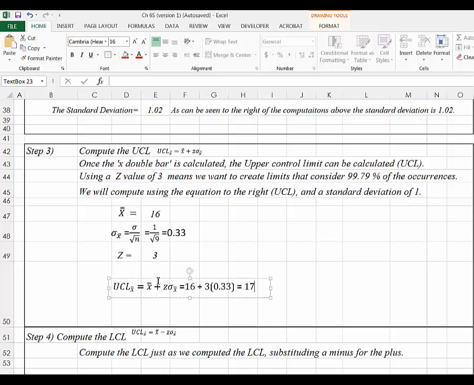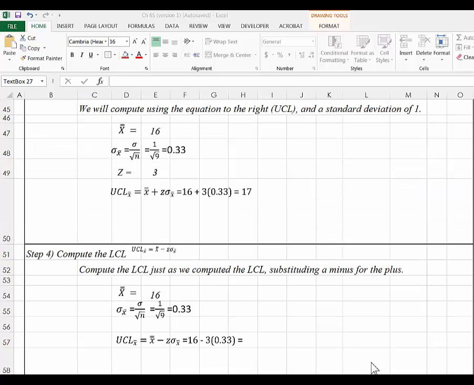So I have typed it in here as the upper control limit of x bar is going to equal x double bar plus z times the standard deviation of x bar. So 16, which is the mean of means, or x double bar, plus z, which we say is 3 because we want to consider plus or minus 3 standard deviations, which is 99.79% of the observations, multiplied by the standard deviation of the sample, which is 0.33. And that's going to give us the value of 17. We're going to do the exact same thing down here for the lower control limit.